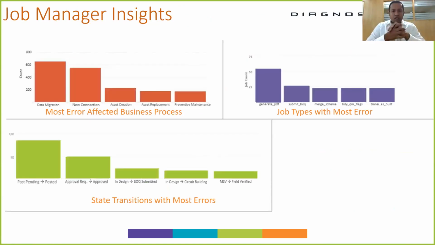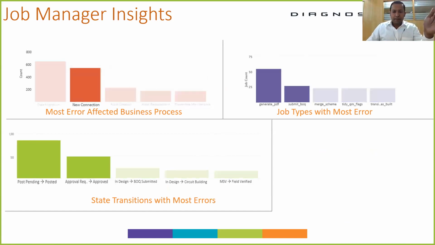Next, I move on to the job manager dashboard. Here we have three different dashboards. The first one tells me the most error affected business process. Error here, by the way, means failed jobs. And the second one tells me the job types which are most vulnerable, and finally, the state transition in which most of these jobs fail. So concentrating on the top again, now I get to know that the new connection has the second most failed number of jobs.